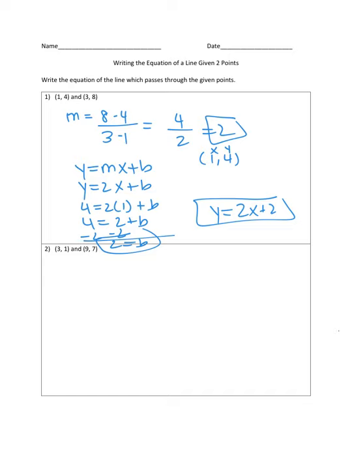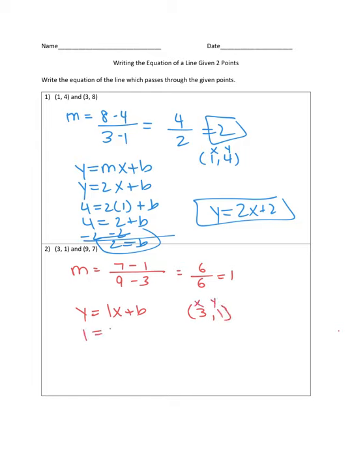So for the second one, for my slope, m equals (7 minus 1) over (9 minus 3). That would have given you 6 over 6, which is a slope of 1. Then I'm going to find b. I have my m is 1. I'm going to plug in for x and y. I'll use 3 comma 1.